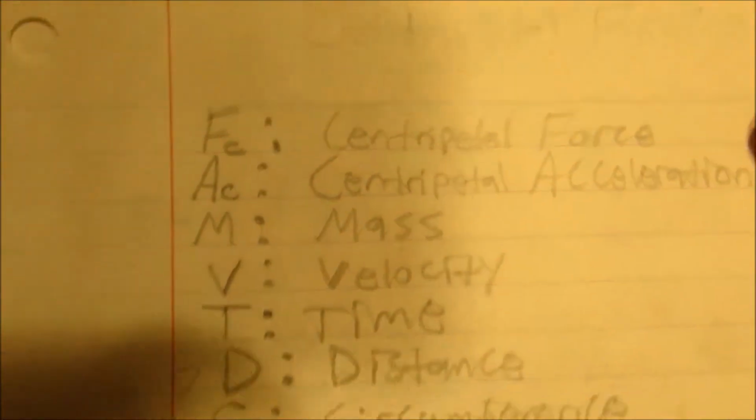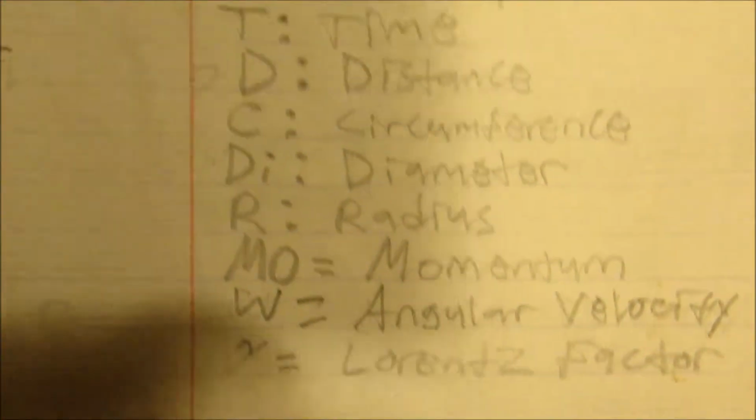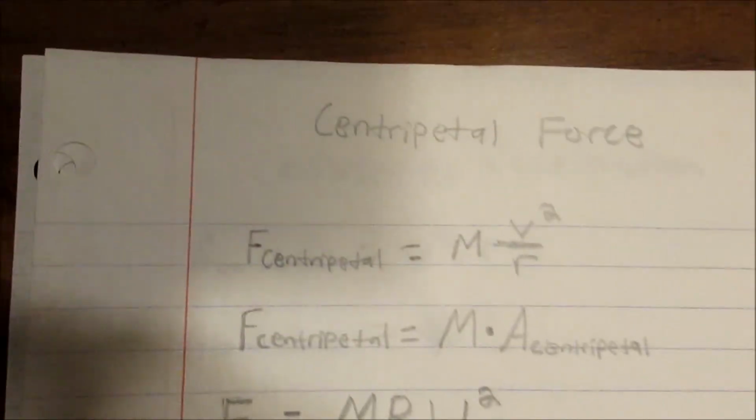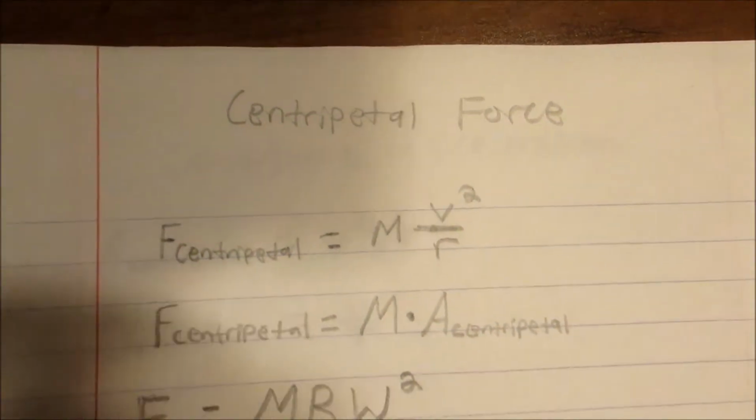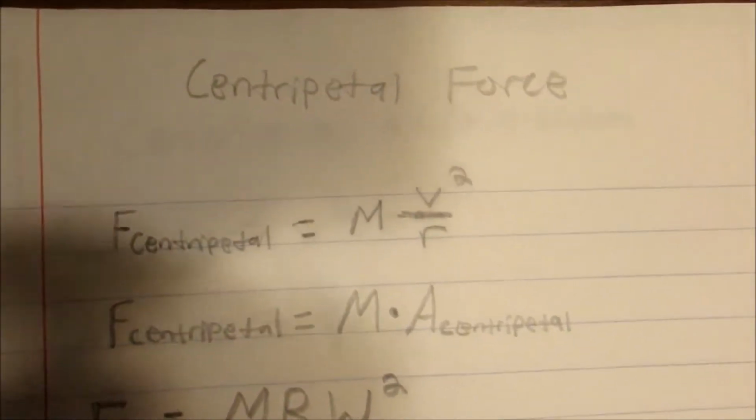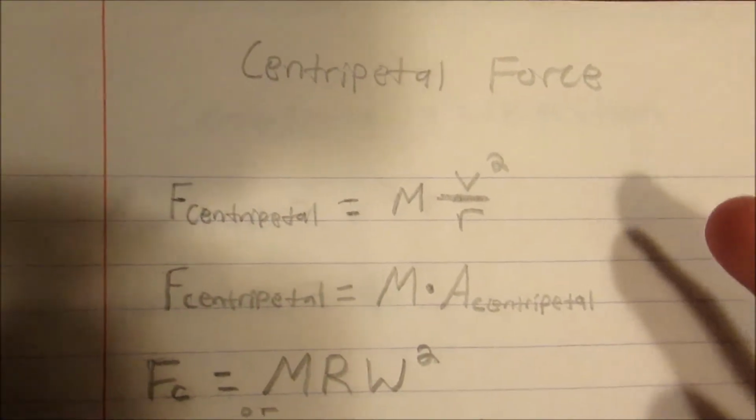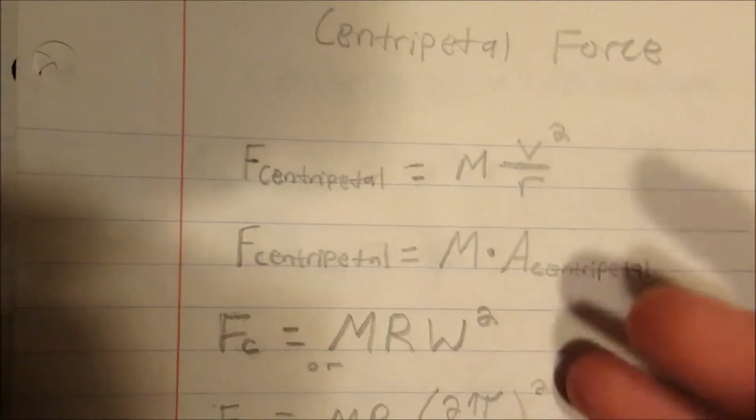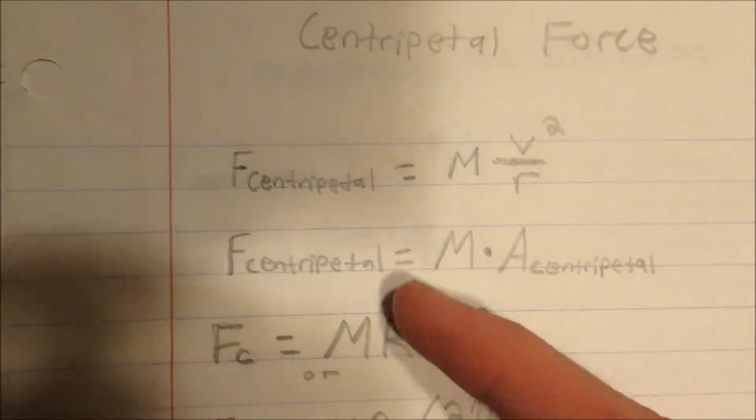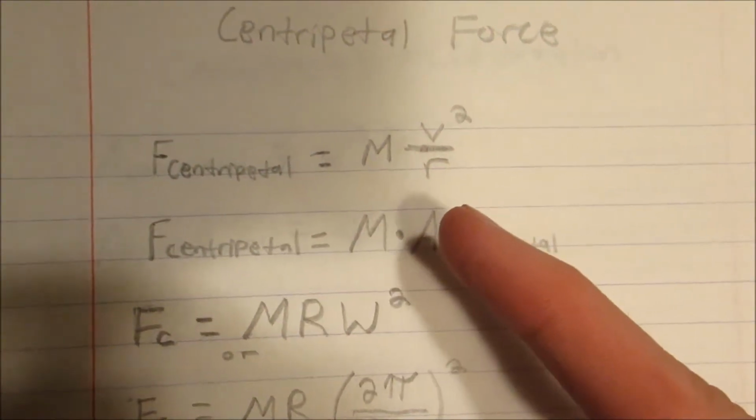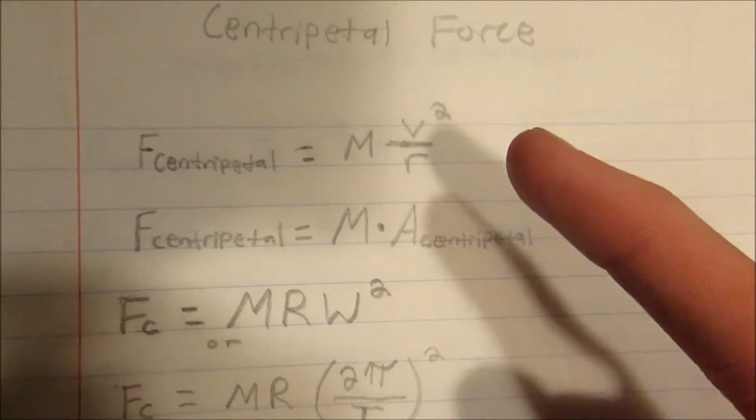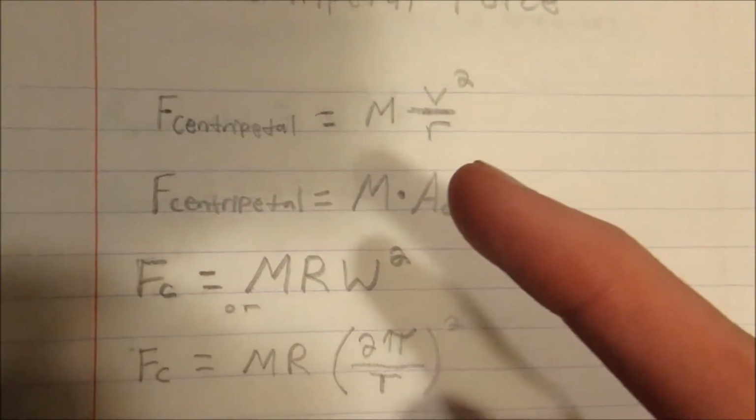And here's a little thing I created before, just as a key to know what all this stuff means. Guys, you remember this came right out of my head. I have no help with this at all. It's centripetal force. I wrote down all the formulas for it. To find it, it'd be mass times velocity squared divided by radius.